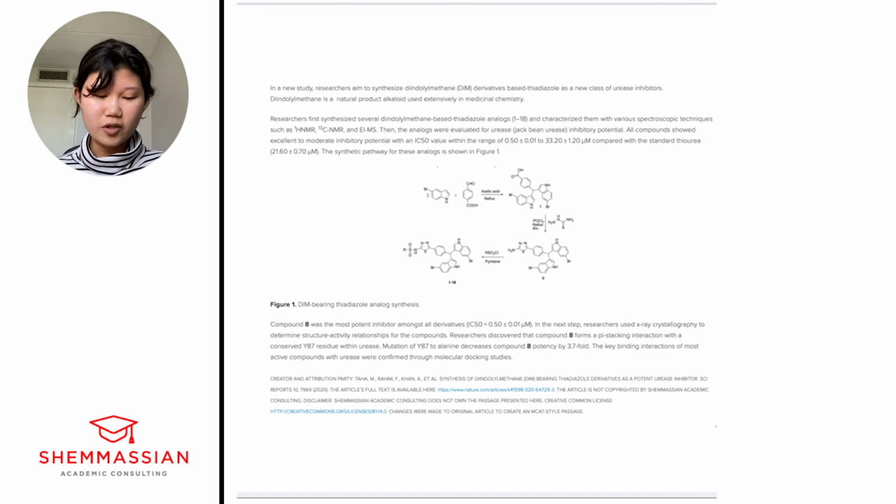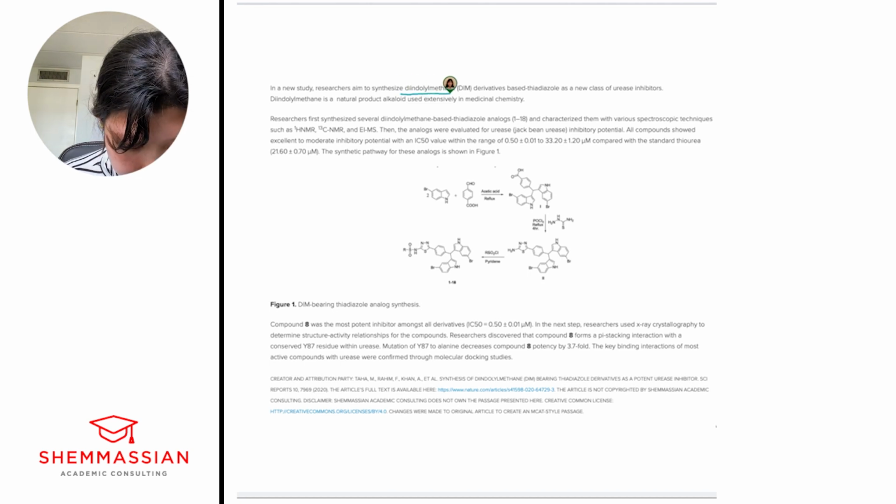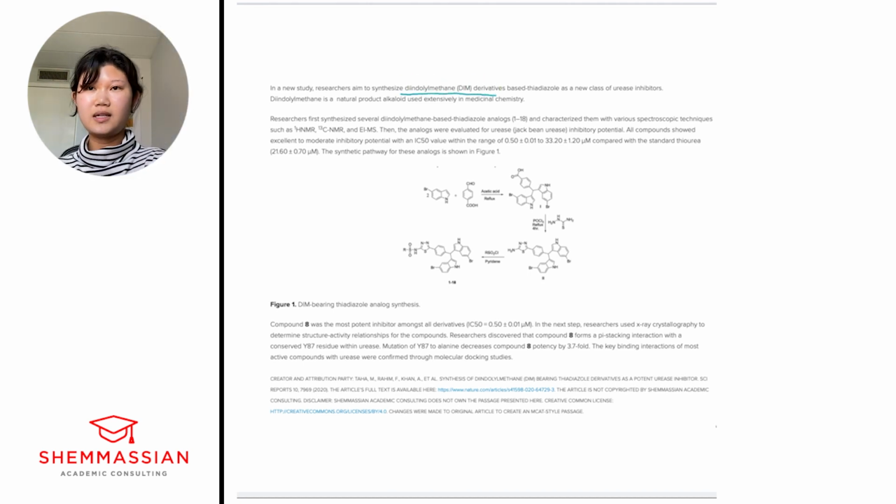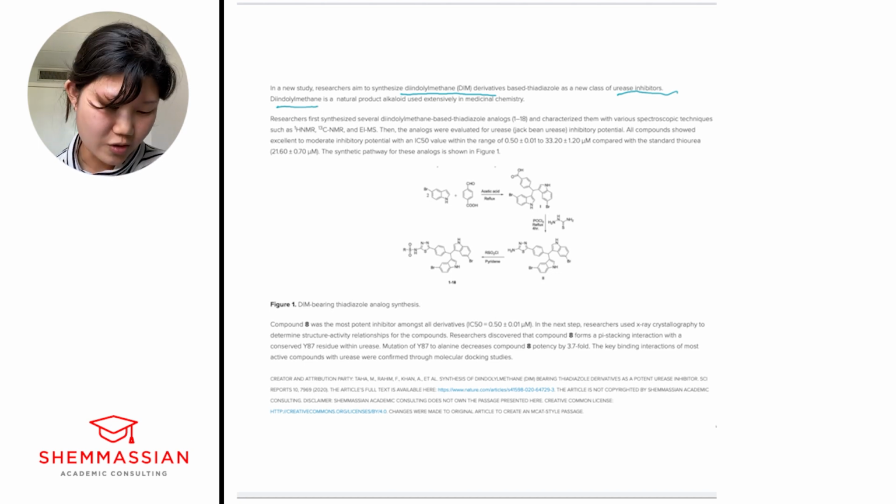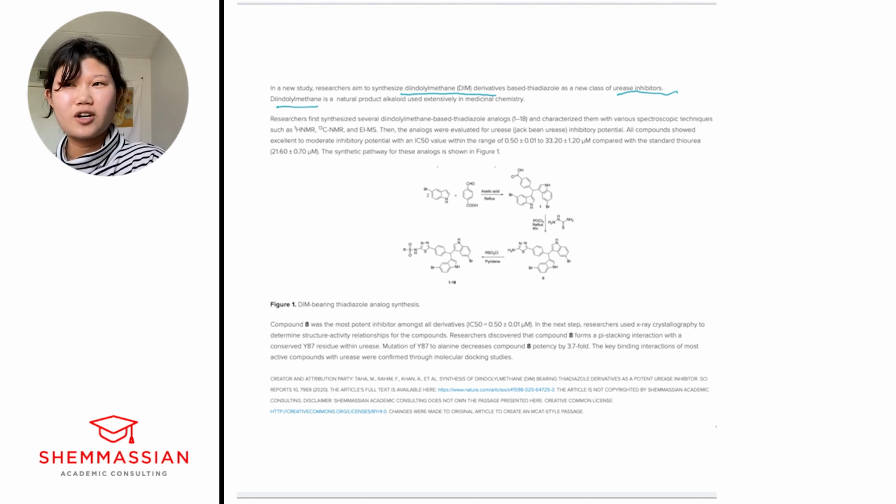For example, in paragraph 1, it introduces the research topic, which is DIM. So we can highlight that. It also seems like there's a lot of background info here, like urease inhibitors, diindoyl methane again. But here we're just looking for the main topic. They only gave us 2 sentences, so there's really not much else we could extract from this paragraph other than they're focusing on DIM as possible urease inhibitors.